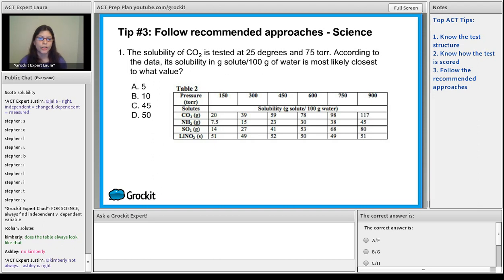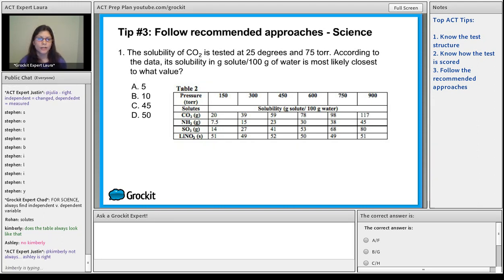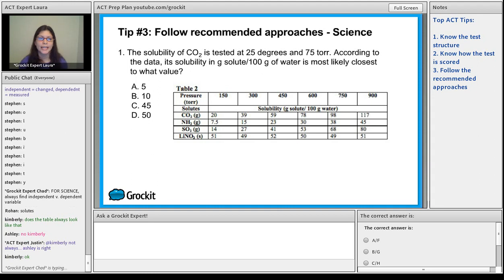And when you read through the intro information, we're looking at experiment 2. Now the problem is, I don't see 75. I see 750.